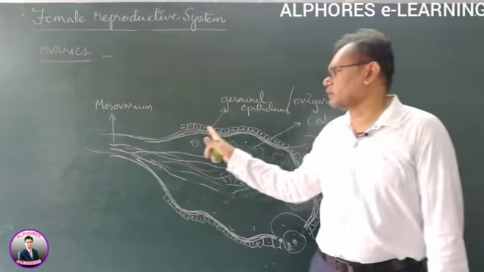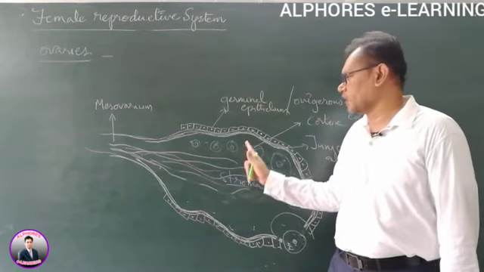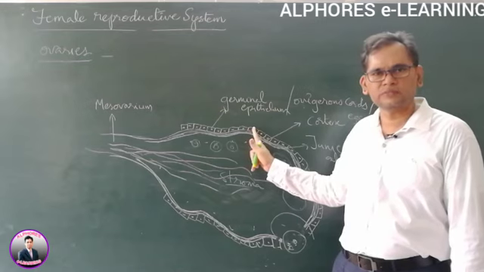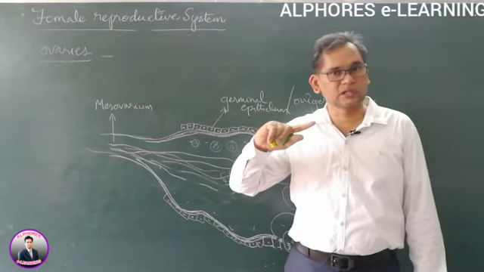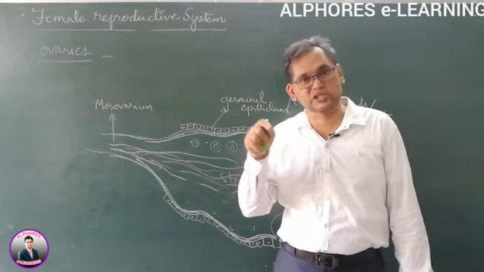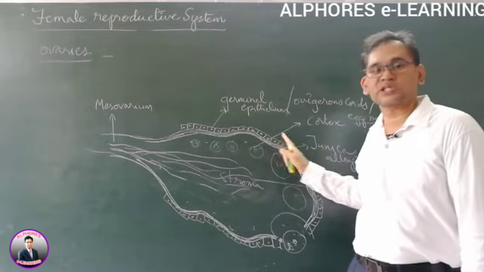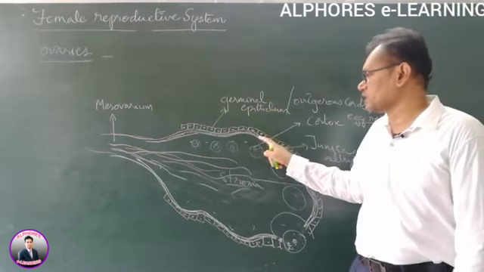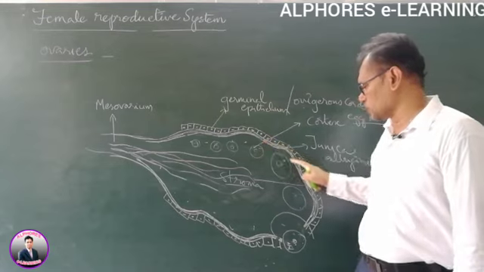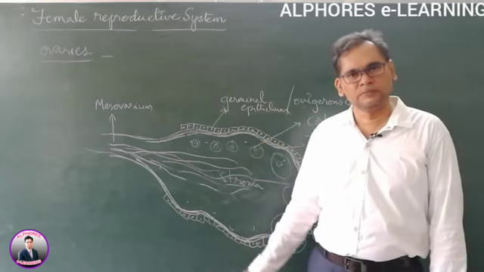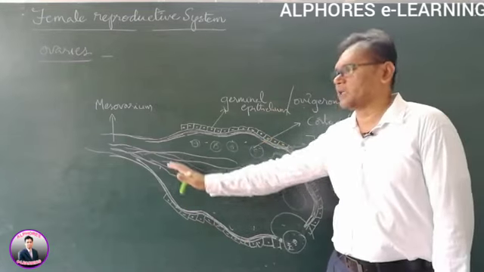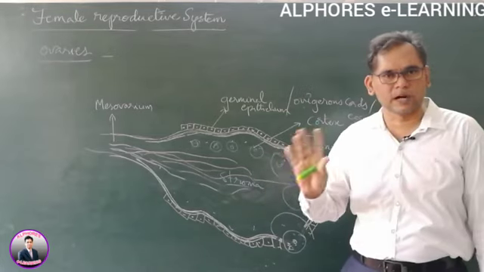The outermost covering of the ovary is having germinal epithelium. Unlike in males, where germinal epithelium is present inside the seminiferous tubule, it is present outside. Just below there is a fibrous connective tissue. This is called as tunica albuginea. Then the entire part of the ovary is called as stroma.